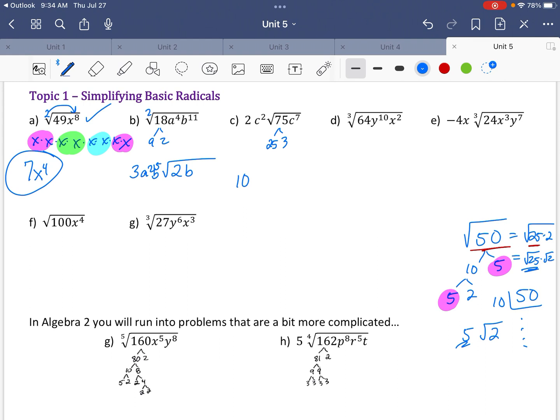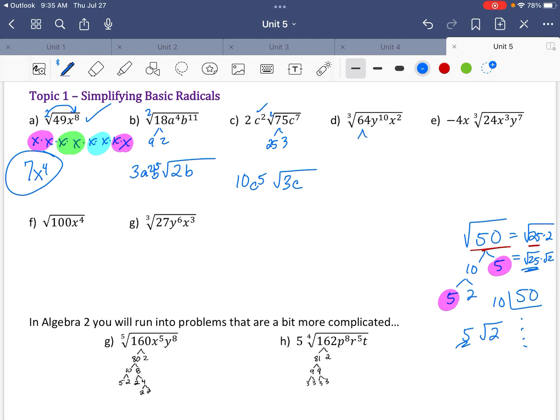So 5's coming out. 5 times a 2 is 10. Leave some space, put my square root back, and put a 3 there. Now, I have c squared here. 2 goes into 7 3 times. So 3 more c's are coming out. So that makes c to the 5th. And then if 2 goes into 7, there's 1 left over.